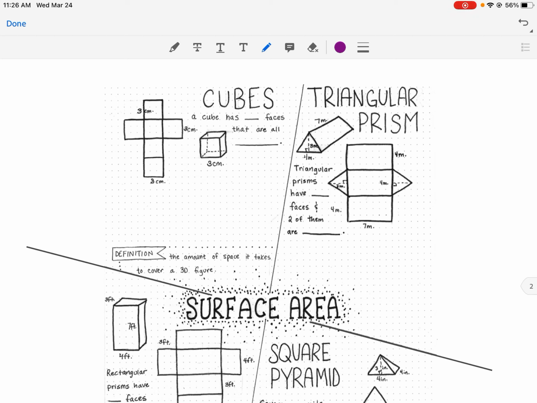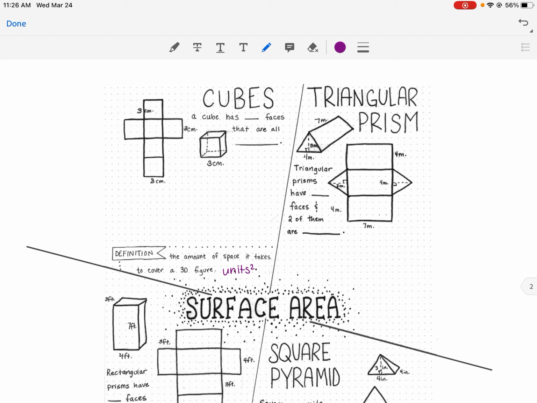Surface area is the amount of space it takes to cover a 3D figure. What I've done here is broken down these shapes for you so you can see them as two-dimensional figures. And we had a great conversation in class about, just so you know, all the surface area is going to be units squared, because we're breaking down this three-dimensional object and just finding the area of the outsides.